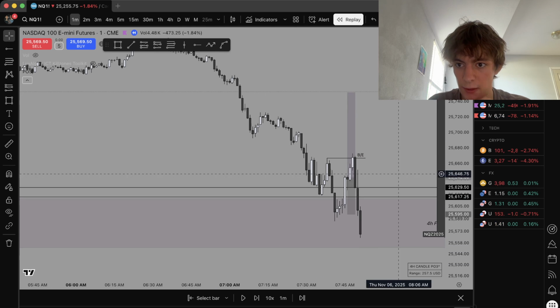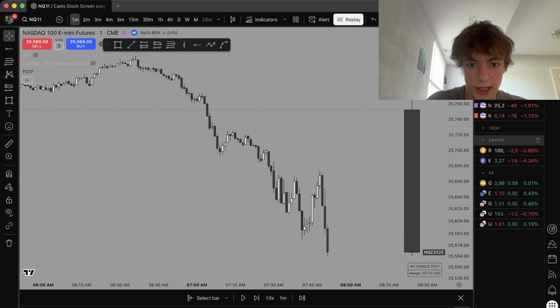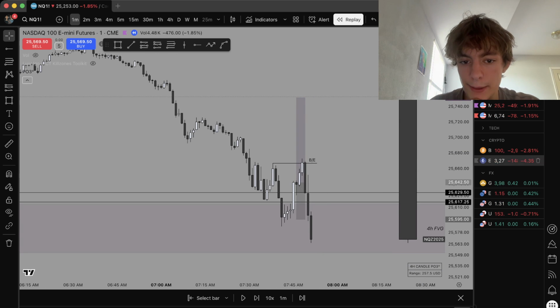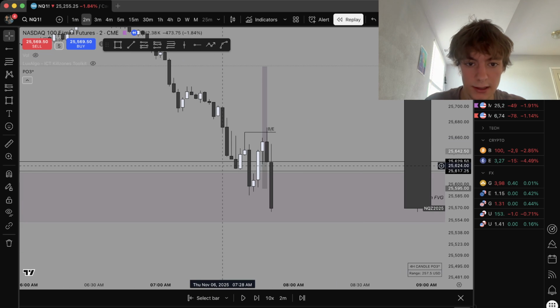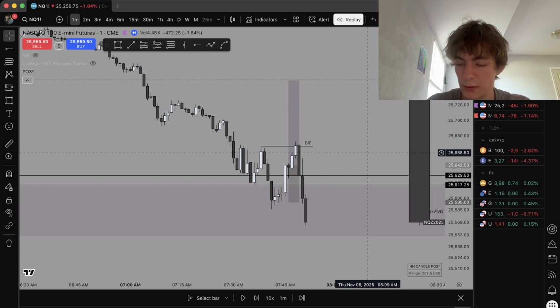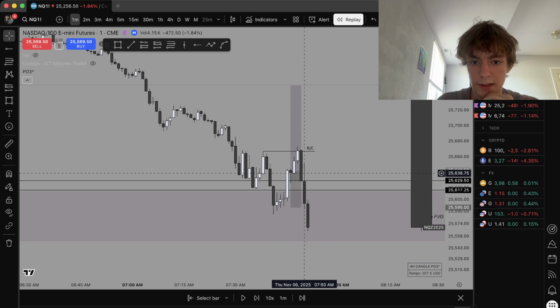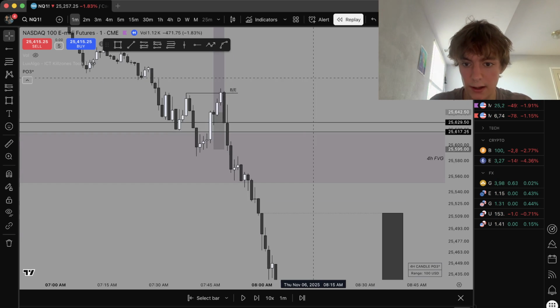We dug into it pretty well. ES hit the CE, the consequent encroachment of that 4 hour, and it was pretty simple from there. It was Coke butter cheese, 2 minute inversion right here, entry on the candle closure, break even at the swing high, and it got immediately draked, and we ended up just absolutely melting to the downside.